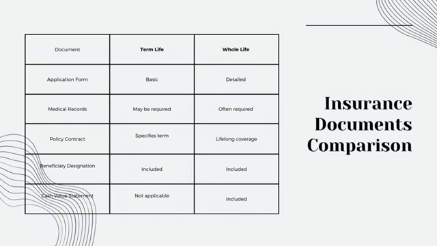Lastly, we have insurance documents comparison between term life and whole life. Document application for term life is basic, but for whole life it's more detailed. Next, medical records. For term life they may be required, sometimes not, and for whole life often required. Policy contract is for term life a specific term, but for whole life, lifelong coverage. Next, beneficiary designation. Term life is included, and the same goes for whole life. Next, we have cash value statement. For term life, it's not applicable, but for whole life, it's included.